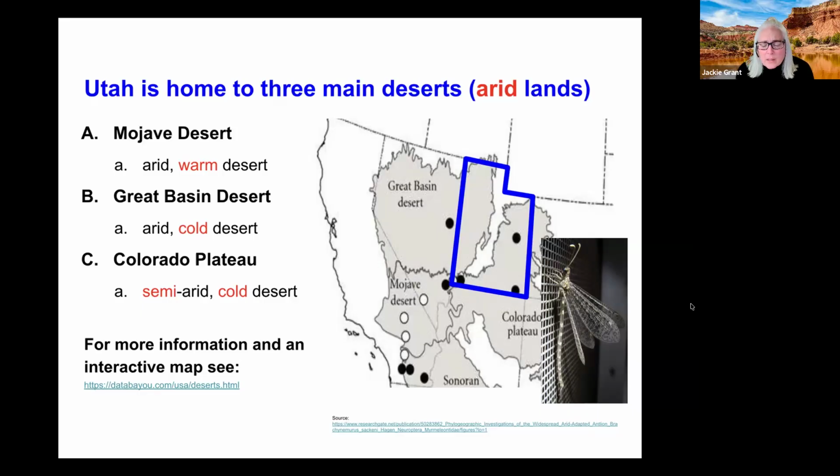This particular map came from a research paper from a group that was studying ant lions, which is this creature that you see on the right. So some animals and plants are adapted to their specific desert, and other animals are adapted to most deserts in the region. So this antlion, we can see from the little black and white dots on the map, is adapted to all the deserts of the United States. So the Great Basin, the Mojave, the Colorado Plateau, and the Sonoran Desert, which is down in the southern part of California and Arizona. Next slide, please.